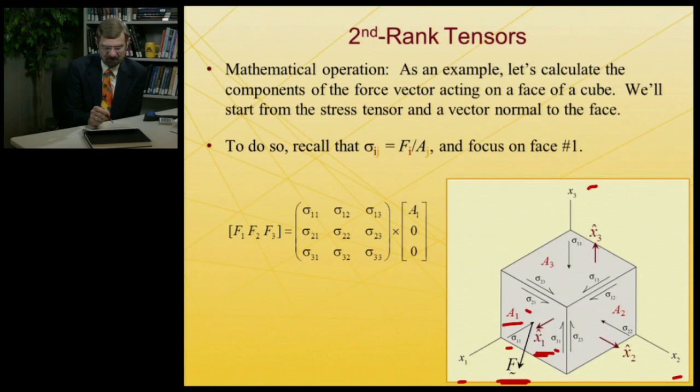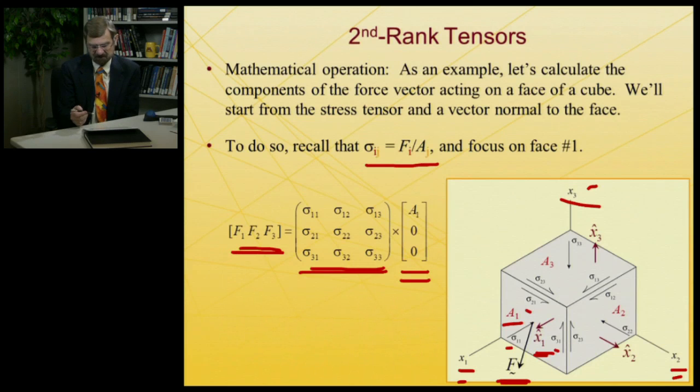And I want you to recall we defined how we handle stress terms last time. We're going to talk about sigma ij, where i and j both go from 1 to 3, representing the 1, 2, and 3 coordinate system. And I want to calculate the force vector obtained by multiplying the stress tensor times the area vector.